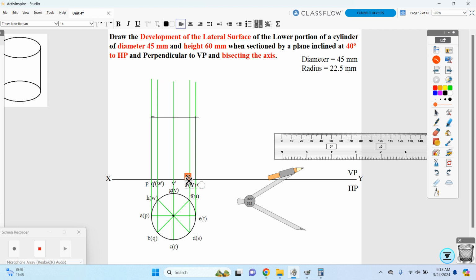If you just refer to this, you will be able to identify how it is taken. On the top, we will start the marking as this is my a dash, the first point. Then this is your e dash, the last point. Then in the middle it is c dash of g dash. Now on the other two sides it is b dash of h dash.